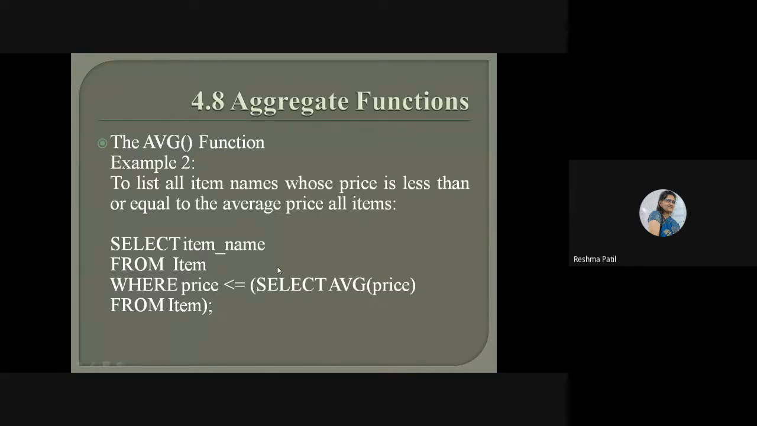For example, 100 is the result of this, and here the price of a particular item is 50. 50 is less than or equal to 100. Yes, show that item name. Then 70 is less than or equal to 100. Show that item name. Then the third item is 105. 105 is less than or equal to 100? No. So you will not show that item to the user. Only the first two items will be shown, whose price is less than or equal to the average price of all the items. So this is the second example of the AVG function.